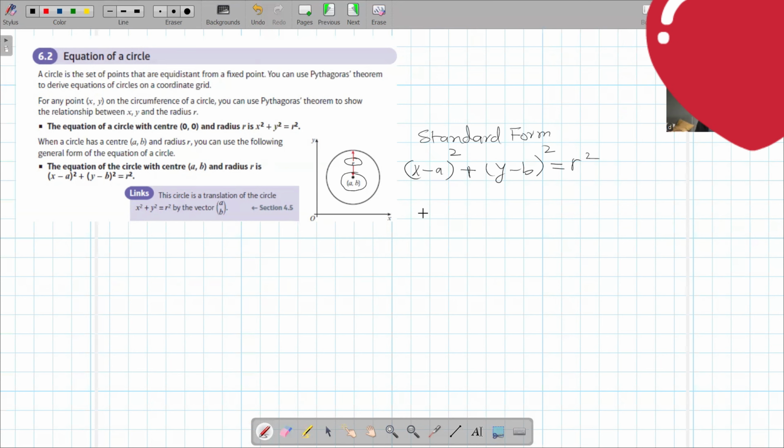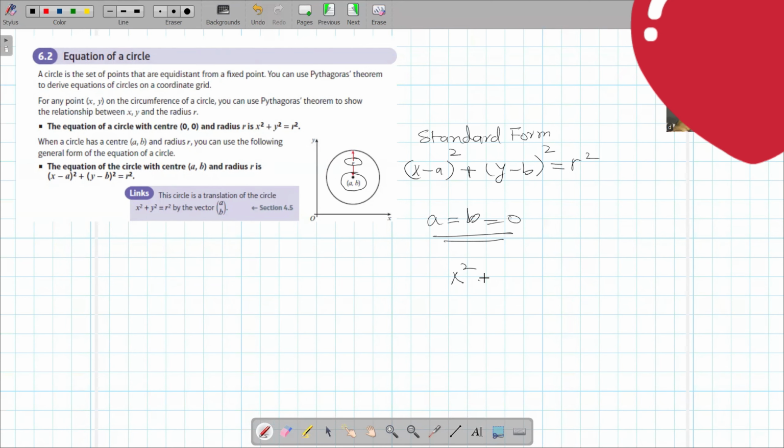Now, if the center is at the origin, meaning if a and b are 0, then the equation will become simpler: x squared plus y squared equals r squared. Clear? So the next problems will be solved by using this standard form.